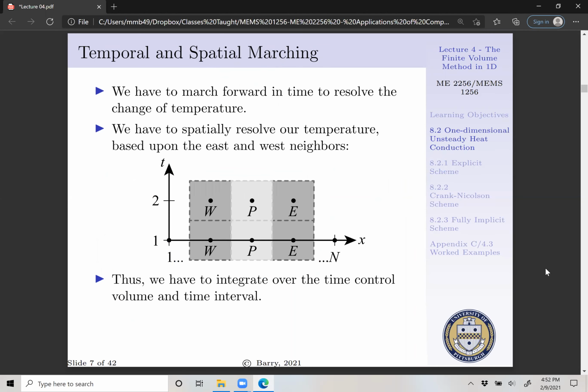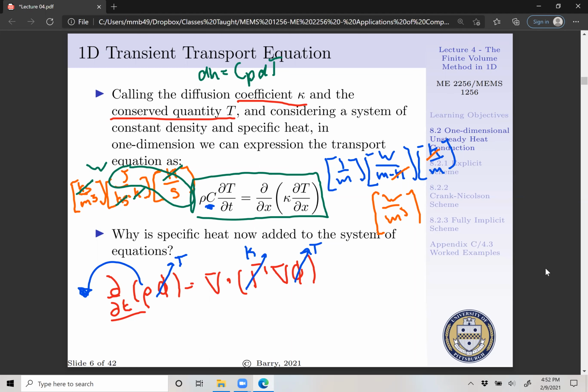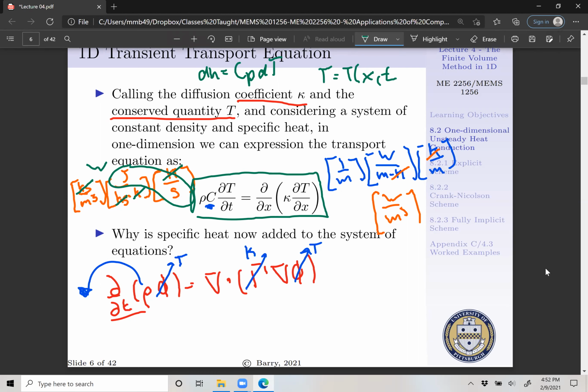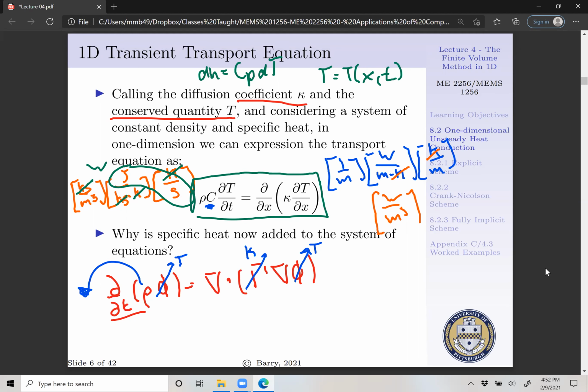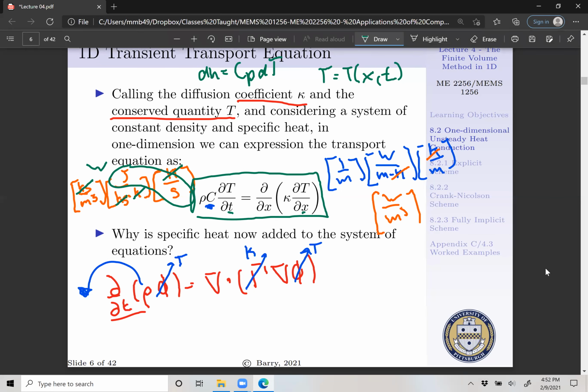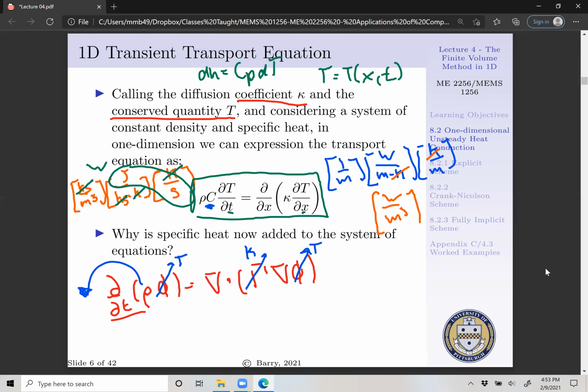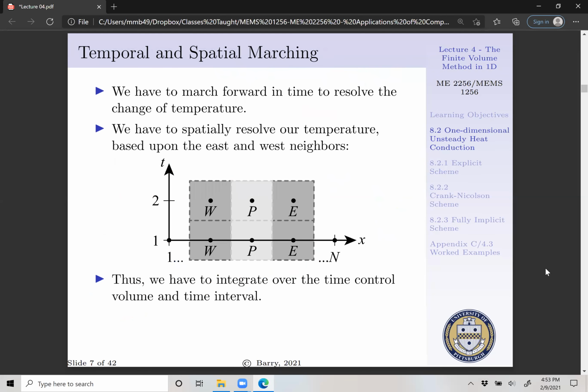Now, what we have here is a PDE, a partial differential equation, right? Our temperature, T, is now a function of both space and time. Space in reference to x, time in reference to t. So we have a PDE right now that we have to solve. Now, to do this, we have to realize x is a spatial term, and t is a temporal term. So when we solve this, we're going to have to solve it spatially and temporally.